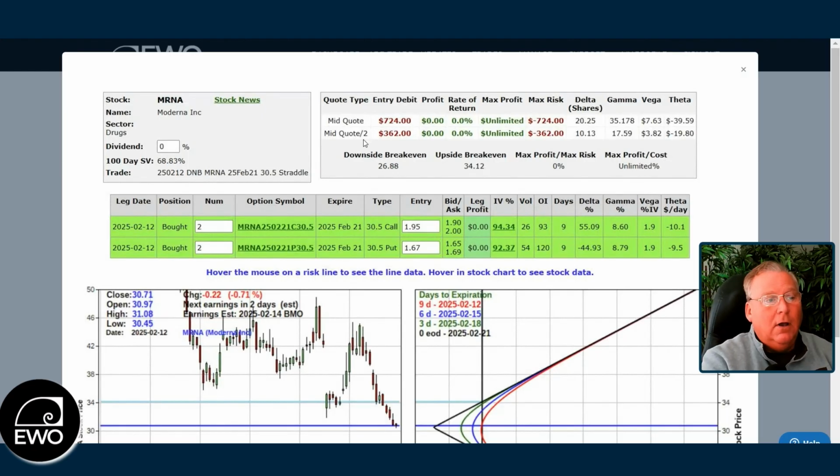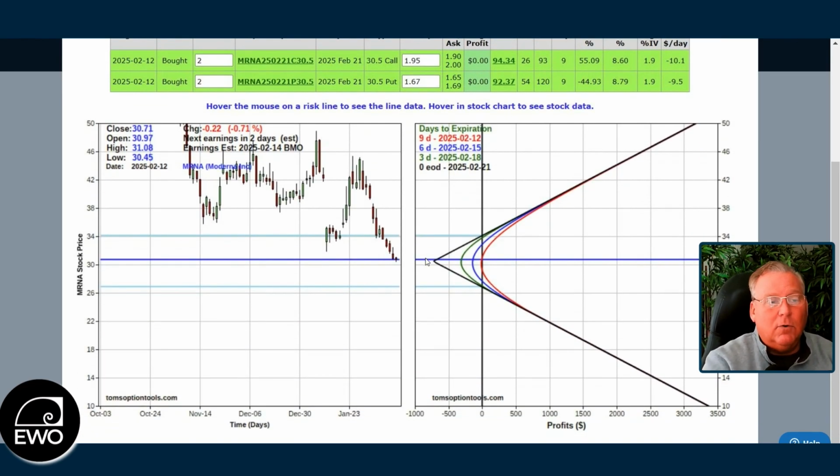So we have our straddle here in the green. The February 21st 30.5 strike call and 30.5 strike put. The debit was $3.62. Now, we did this two times. That's why you see the entry debit of $724, because we did the trade two times. And if we go down to the risk graph here, what we're looking for is the stock to break out.